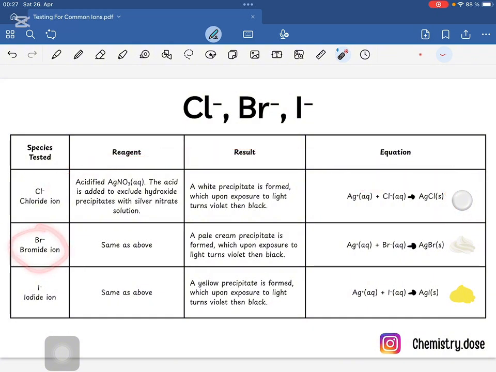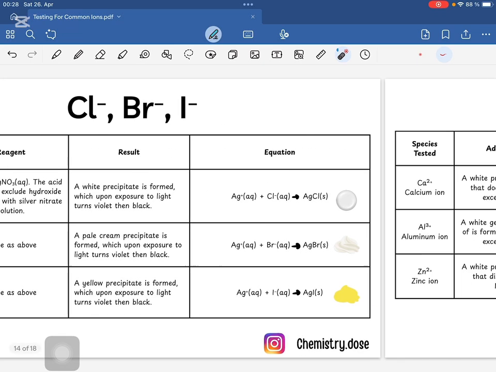For the Br-, we're going to have a cream precipitate, and this is the reaction. For the I-, we're going to have a yellow precipitate, and this is the reaction that will take place and lead to the formation of the precipitate.